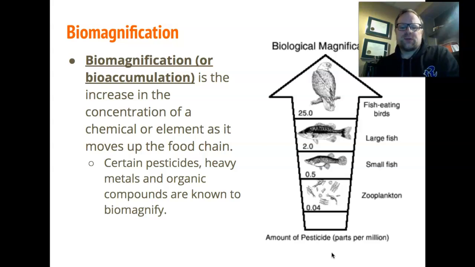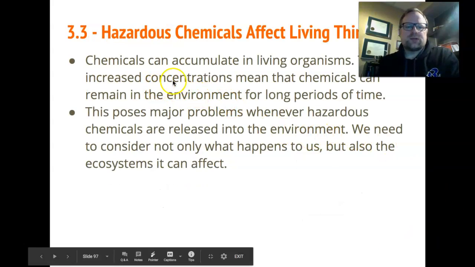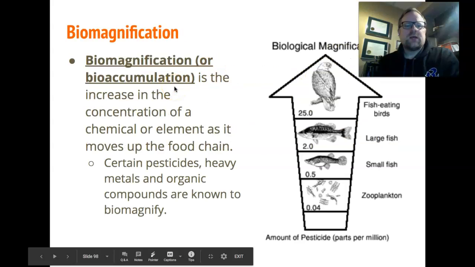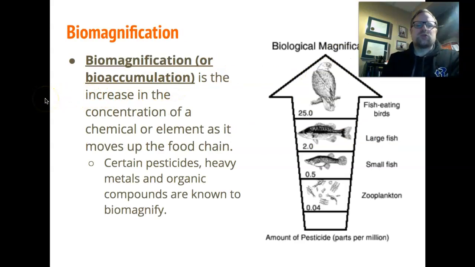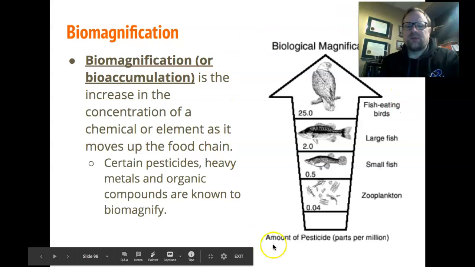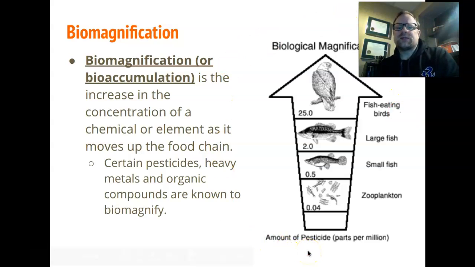And so the concept that's associated particularly with this increased concentrations in living organisms is the concept of biomagnification or bioaccumulation. And this is simply the increase in concentration of a chemical or element as it moves up the food chain. And so what I've got here is a little simple diagram that shows how a pesticide could biomagnify as it moves up a food chain. Remember, a food chain is all about what organism eats other organisms within a particular ecosystem. And a food chain is a very simple way to represent who eats who in an ecosystem.